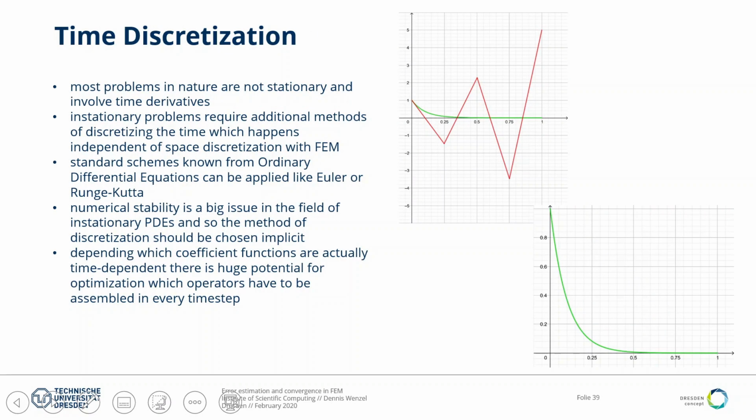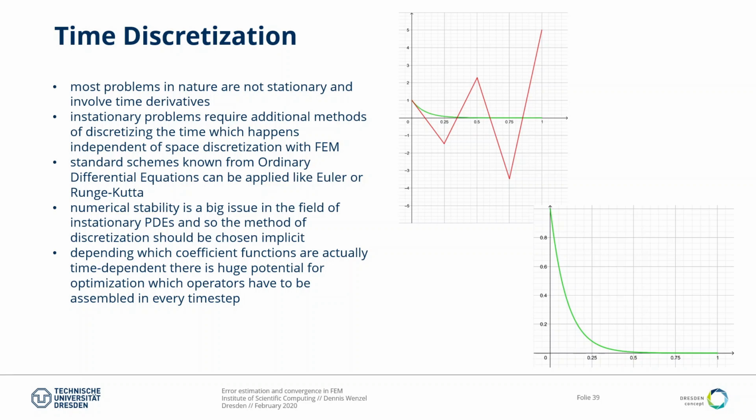And also we talked about time discretization, because most problems that occur in nature, physics and engineering are not stationary, so they involve time derivatives. We've seen that we need additional methods to discretize the time, which is in our case done independently from the space discretization with FEM. So we use the FEM and the grid and the local basis functions to deal with all of our spatial derivatives, and we do an additional time discretization with some standard scheme that we know from ordinary differential equations, like Euler or some Runge-Kutta method, to take care of the time derivatives.